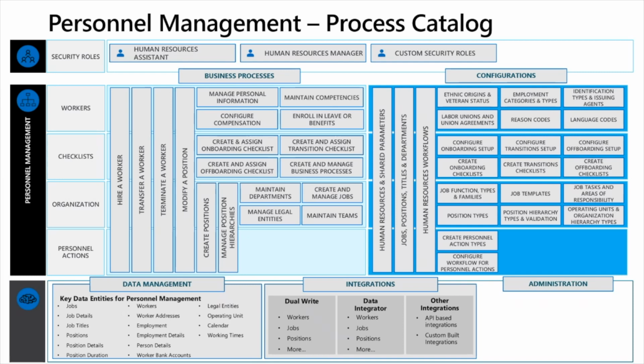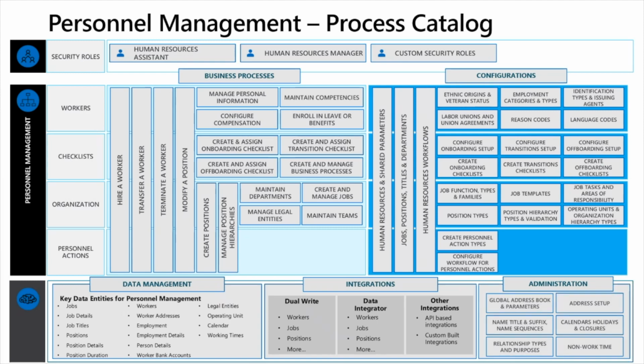Next, we have the integrations. In many cases, the need for these integrations will be reduced or eliminated post-infrastructure merge. We have split the integrations into 3 pillars: dual write scenarios, data integrator, and other integrations. You will want to consider if this data is needed in the Dataverse or the other downstream systems. The out-of-box dual write templates in F&O include a variety of entities such as workers, jobs, employment, and positions. Likewise, the out-of-box data integrator templates include many of the same entities.